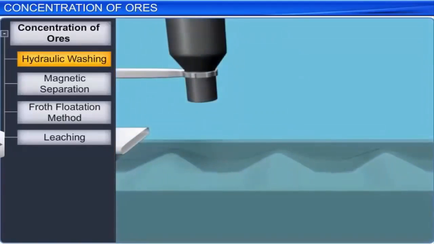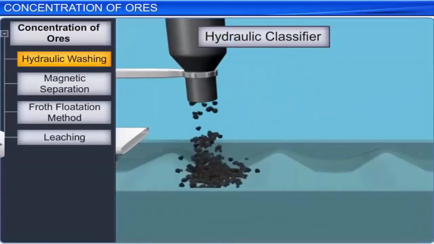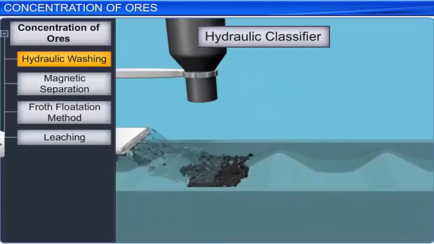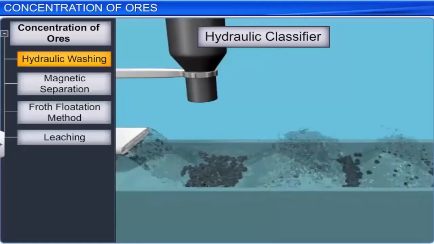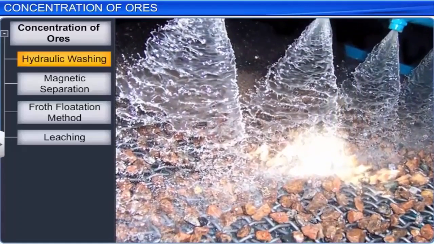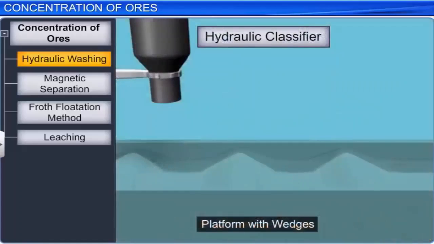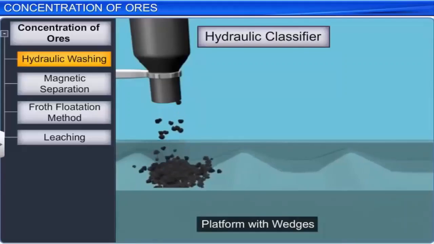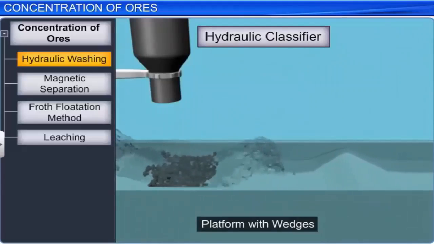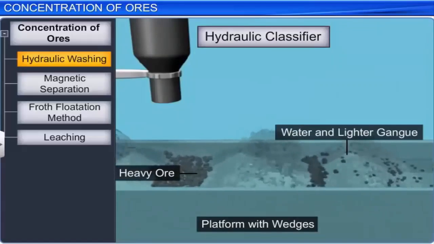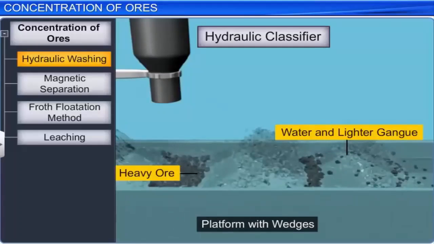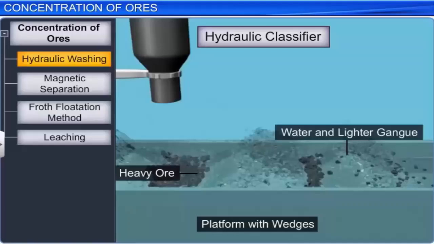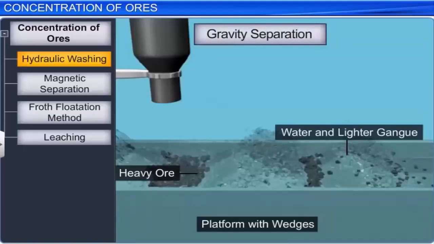The name hydraulic means operated by the pressure created by forcing water or another liquid. Washing ore with water is known as hydraulic washing. Gold mines make use of a hydraulic washing technique. An upward stream of running water is used to wash powdered ore. The lighter particles of the gangue are washed away and the heavier ore is left behind. This technique separates the gangue from the ore using the difference in their specific gravities. It is, therefore, also known as gravity separation.